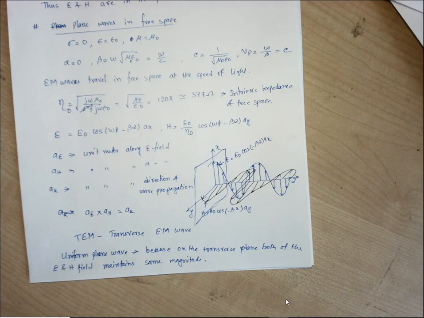If it is having this kind of scenario, then we can say it is a transverse electromagnetic wave. If on that transverse plane both the electric field and magnetic field maintain the same magnitude, then we can say it is a uniform plane wave.